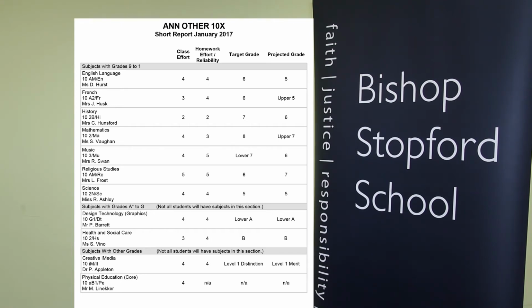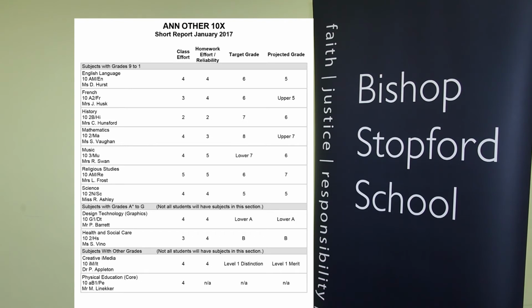The scale is the same, so 1 is the lowest and 5 is the highest. And critically, they will link to the projected grade column on the far right. So for example, our student here in history has been given 2s for effort. The teacher is making a judgment that at the moment the student isn't putting in enough effort in class or in homework. And you'll notice that on the far side, the projection is lower than the target grade. And so there's a link there between those columns.